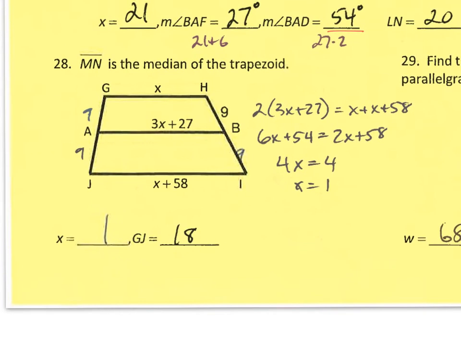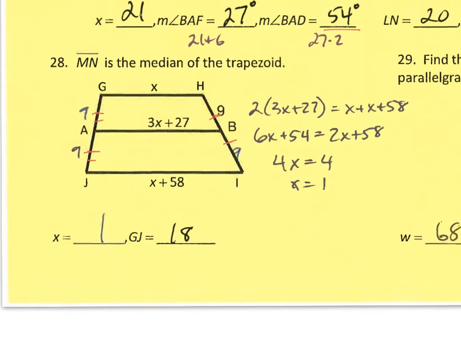28 is a mid-segment property. So the median, mid-segment, whatever you want to call it. This segment is the average of these two. So basically, if I take 2 times this, it equals this plus this. So that's the setup. So 2 times the mid-segment equals x plus 58. So that's the gist. Solving that equation, you get x is 1. GJ, because this is 9, and these are mid-segments. Mid-segments, or medians, cut through the midpoints of the sides. So in this particular case, they're all 9, and that makes GJ 18.